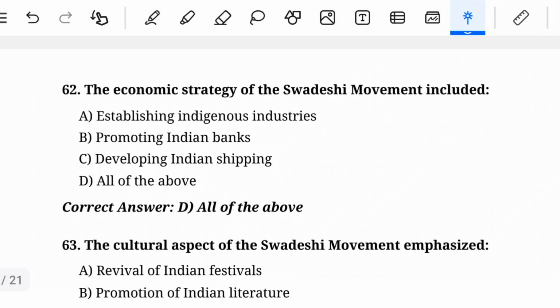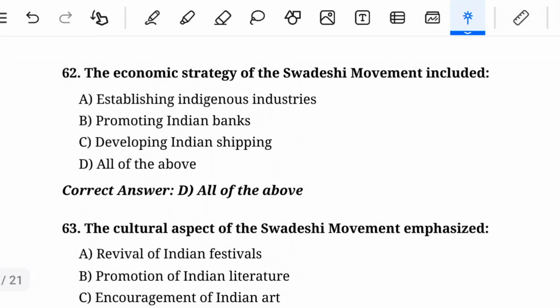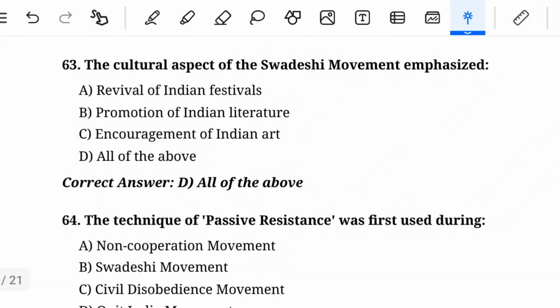62. The economic strategy of the Swadeshi movement included: A. Establishing indigenous industries, B. Promoting Indian banks, C. Developing Indian shipping, D. All of the above. Correct answer, D. All of the above. 63. The cultural aspect of the Swadeshi movement emphasized: A. Revival of Indian festivals, B. Promotion of Indian literature, C. Encouragement of Indian art, D. All of the above. Correct answer, D.